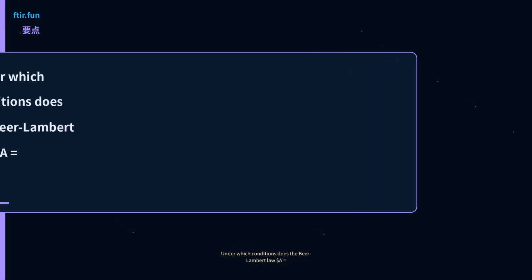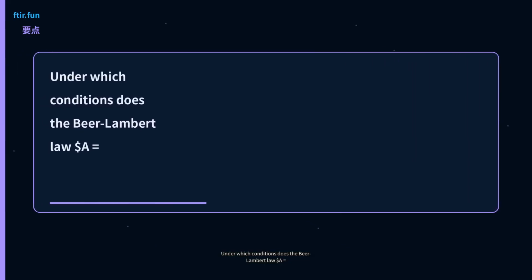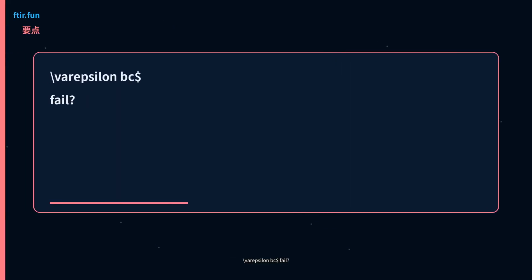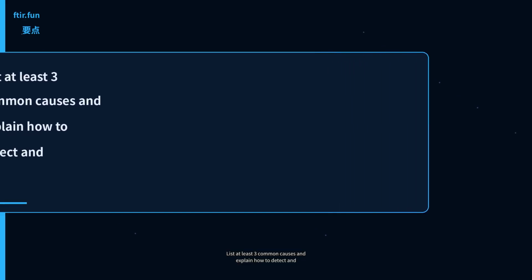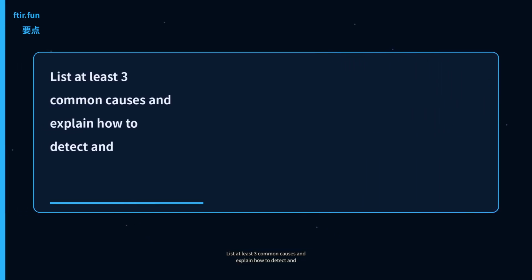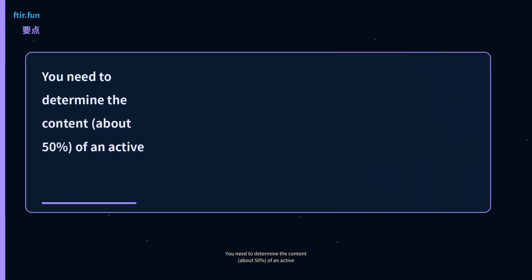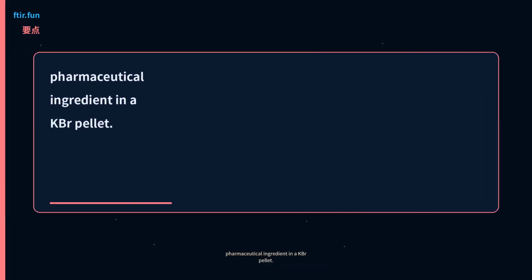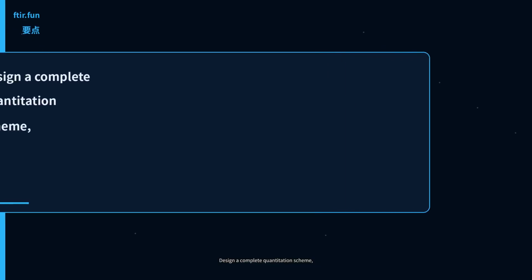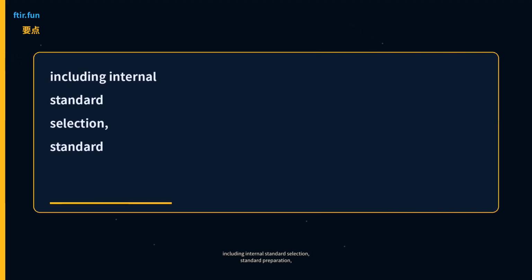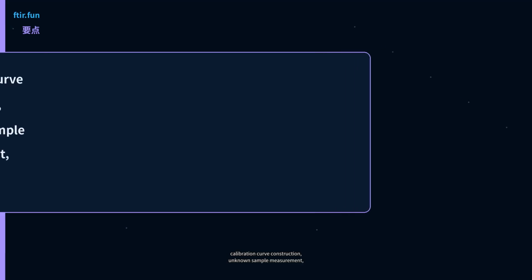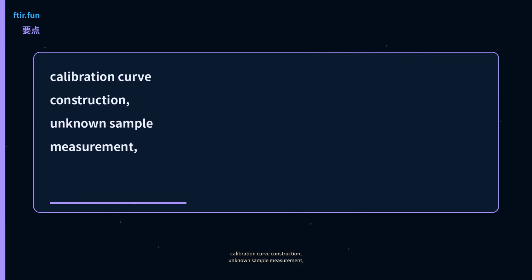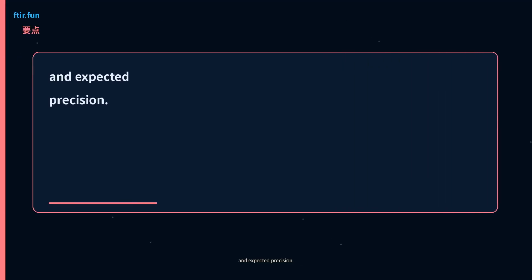Next, questions for thought. Under which conditions does the Beer-Lambert law $A = \varepsilon bc$ fail? List at least 3 common causes and explain how to detect and avoid them. You need to determine the content, about 50%, of an active pharmaceutical ingredient in a KBr pellet. Design a complete quantitation scheme, including internal standard selection, standard preparation, calibration curve construction, unknown sample measurement, and expected precision.